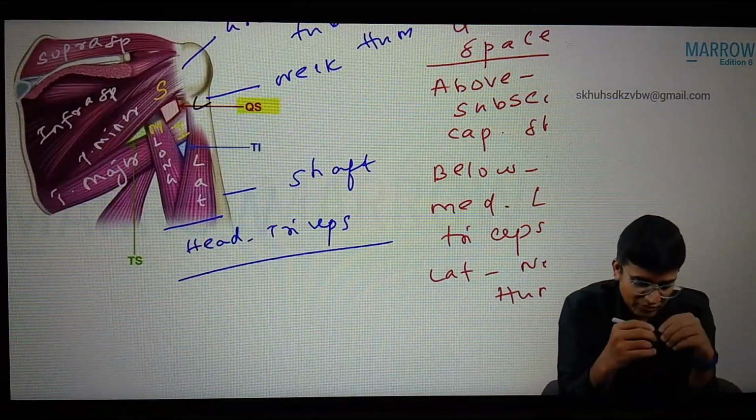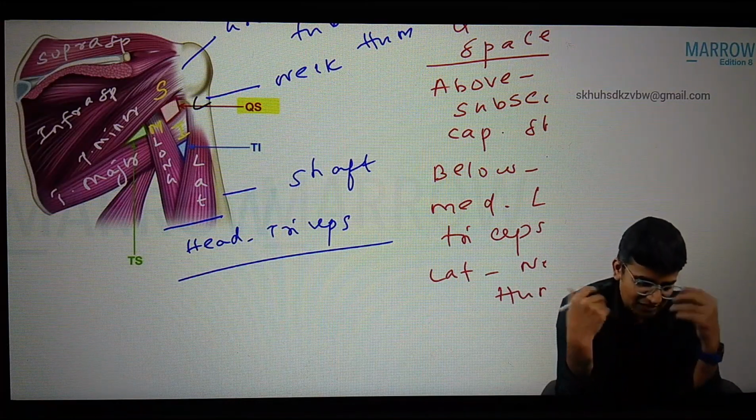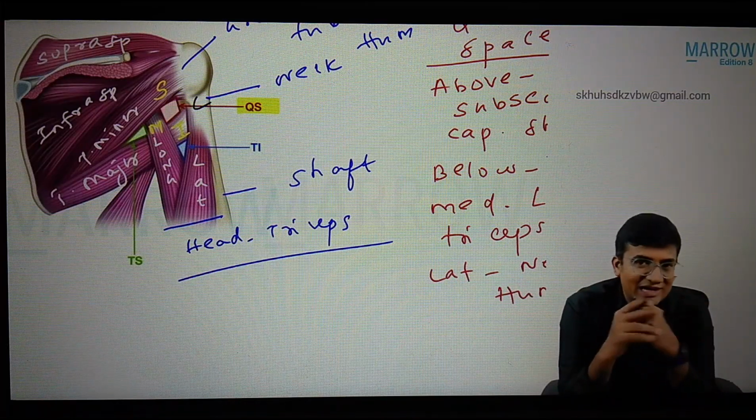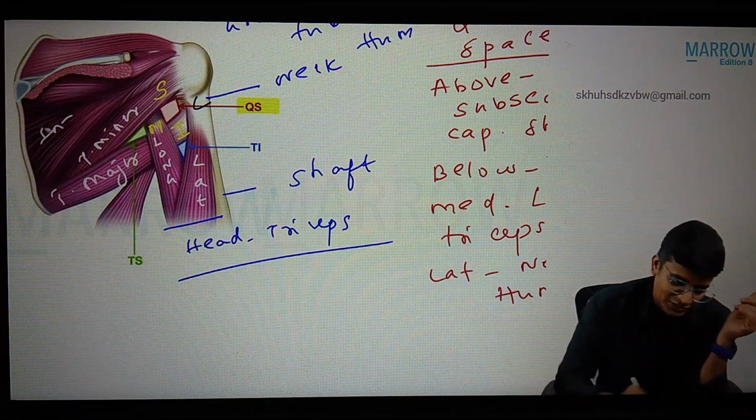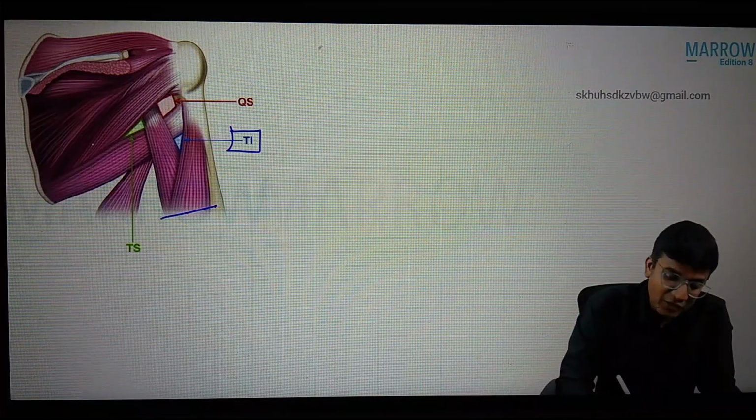So now we're going to see two triangular spaces. One is called triangular interval and another one is called triangular space. So that's all about the quadrangular space. Now we're going to see triangular interval.